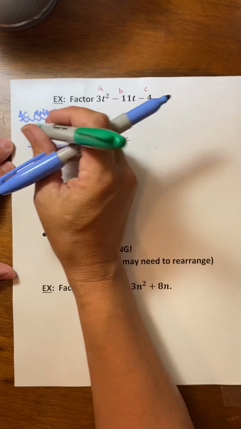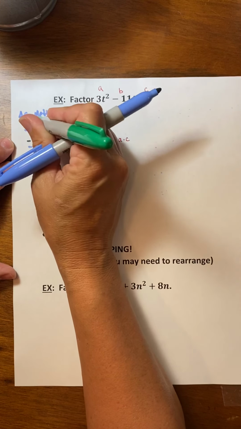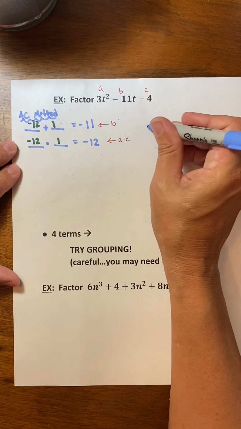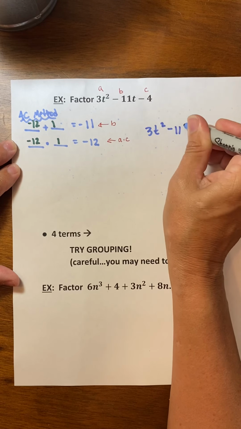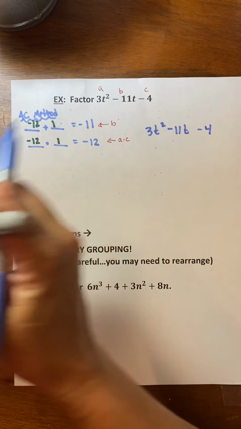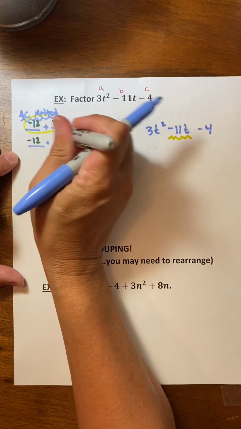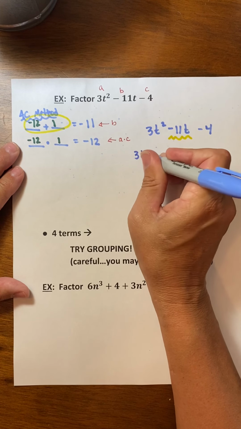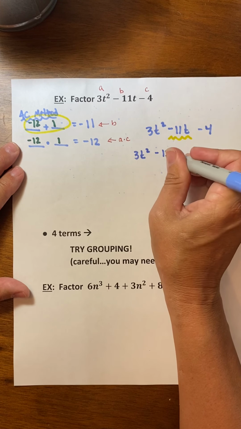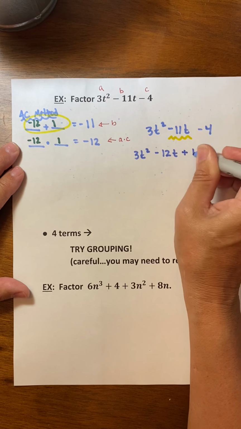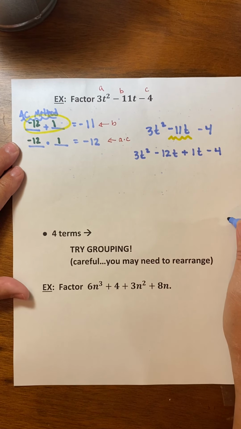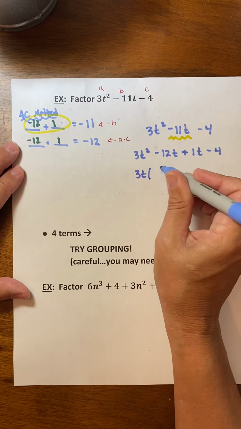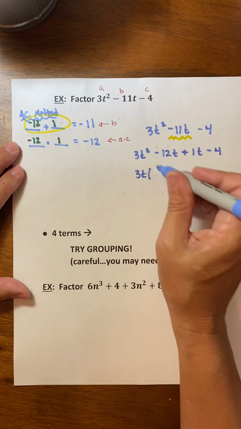So I know that this is going to be negative 12 and 1. So I'm going to take this 3t squared minus 11t minus 4, and I'm going to replace the middle term with negative 12 t's and 1t. So 3t squared minus 12t plus 1t minus 4. If you do it correctly, this will always group. 3t, I'm going to get t minus 4.